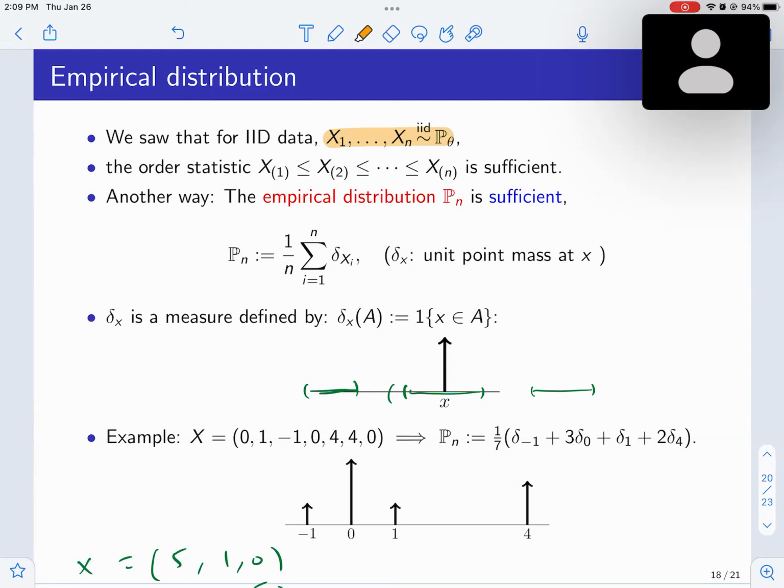In the case of continuous distributions, continuous with respect to the Lebesgue measure, all these points would be distinct. So effectively, all of them would have a 1 over n weight on them. And there are a lot more interesting properties of this. So this is sort of the non-parametric estimation of p theta, or like an estimator of p theta.